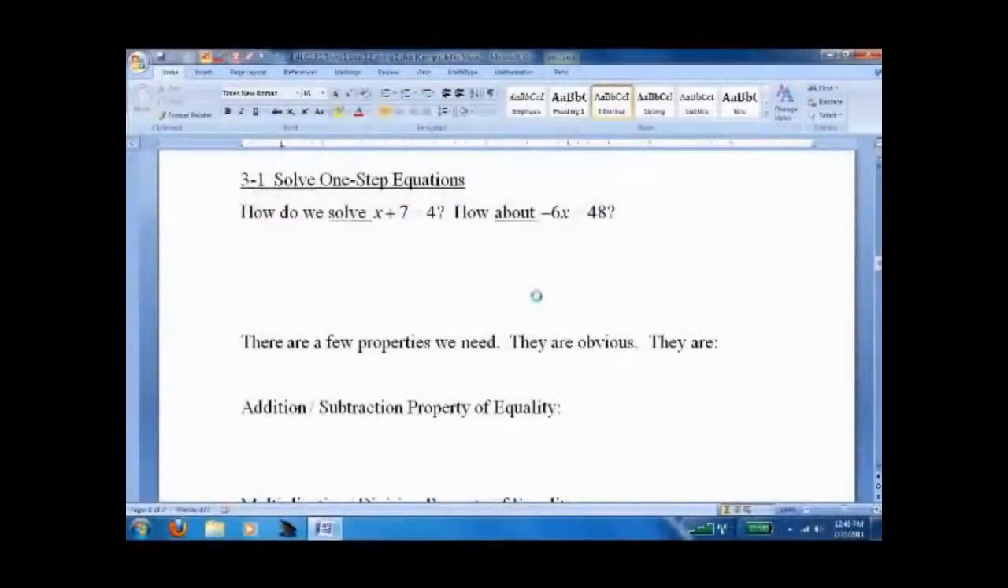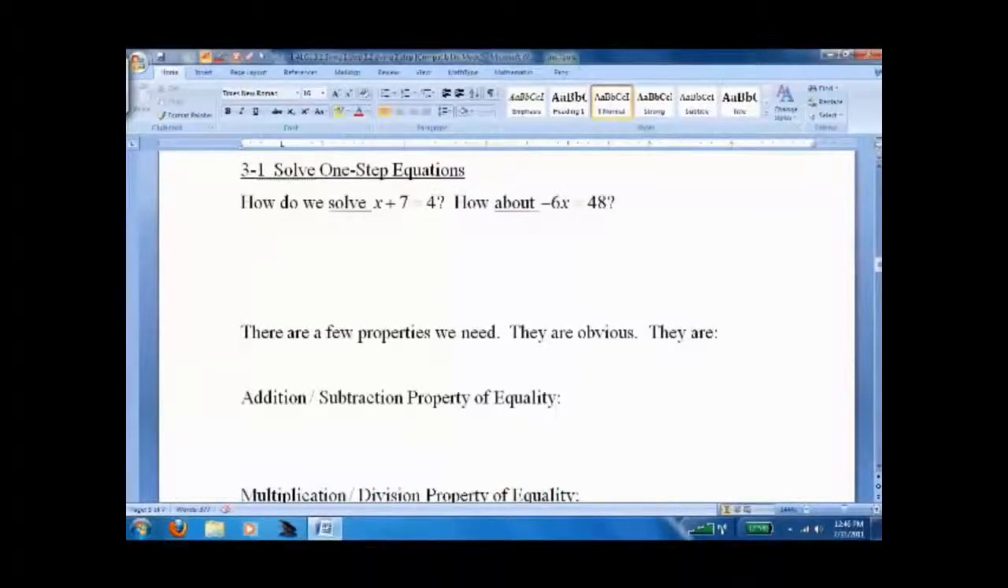Today we start working on solving one-step equations. So we'll jump right in, and there's a lot to this, but we'll start easy and then we'll get more complicated pretty rapidly. How do we solve x plus 7 equals 4? Well, we want to get the 7 over, so we subtract it from both sides.